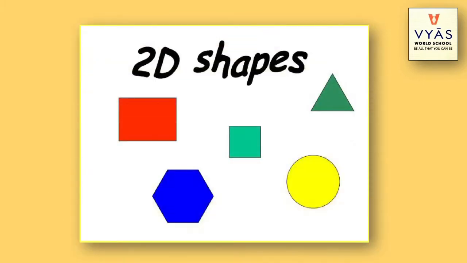Now we will study about the 2D shapes. Children, in geometry we study about the lines, angles, and even we study about the shapes. There are two types of shapes, 2D shapes and 3D shapes. In this video module we will learn and discuss about the 2D shapes. 2D shapes are also called the plane shapes or plane figures.